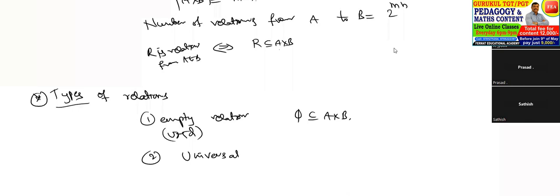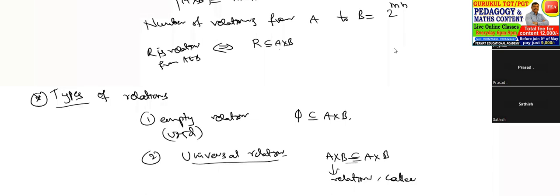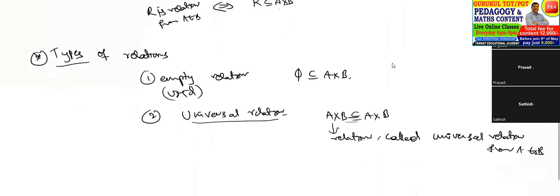Next is universal relation. So what is universal relation? A cross B itself is a universal relation, because it's a subset of A cross B. A cross B itself is a subset of A cross B, therefore it is itself a relation. This relation we call a universal relation from A to B. These are very standard relations.